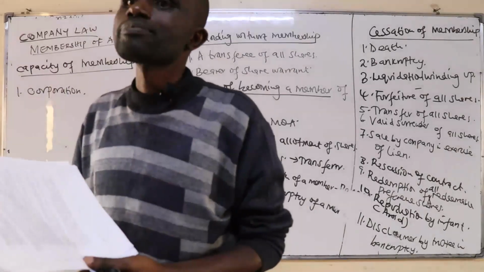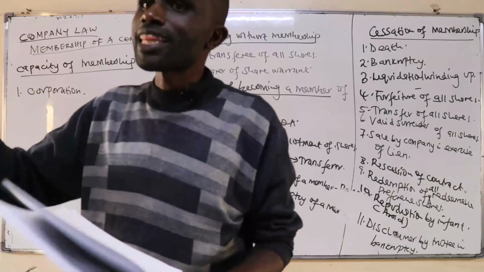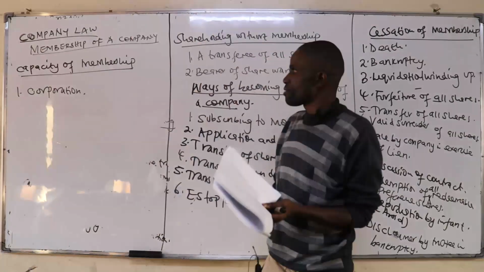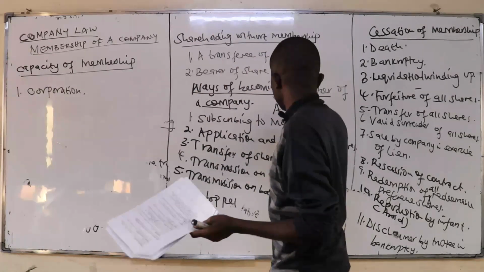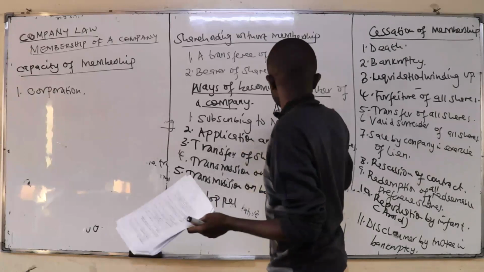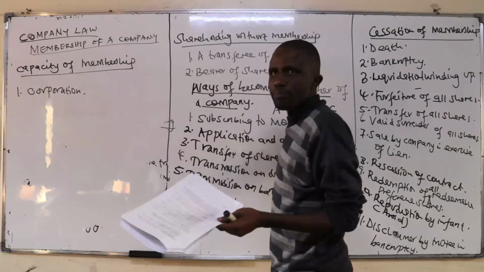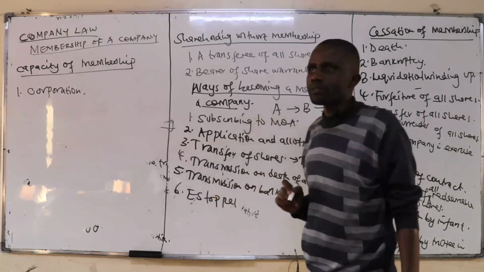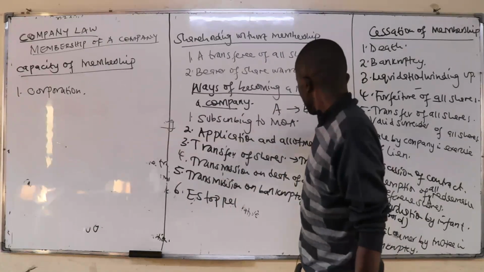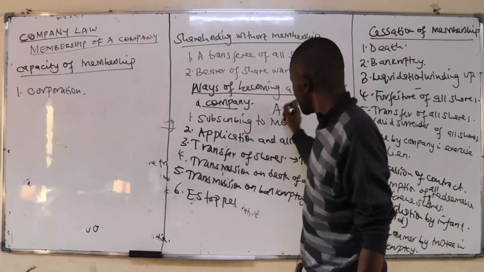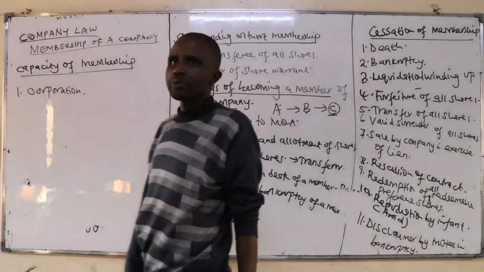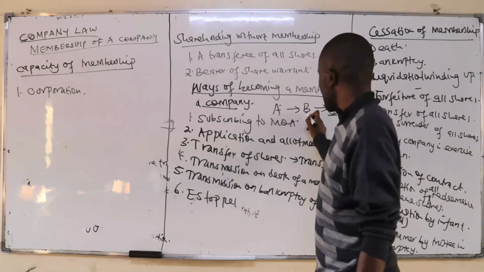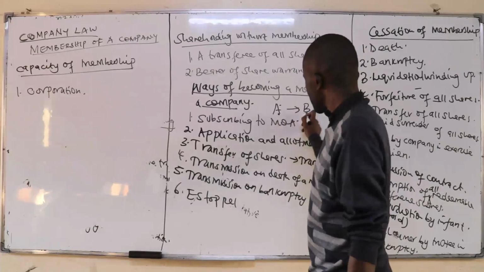And number 3, a subsidiary of another subsidiary. Are you together? I give an example: if company A is the holding and B is the subsidiary and C is the subsidiary of B, then C is also a subsidiary of A. So a subsidiary of another subsidiary is also a subsidiary of the holding company. That's how you write it down.